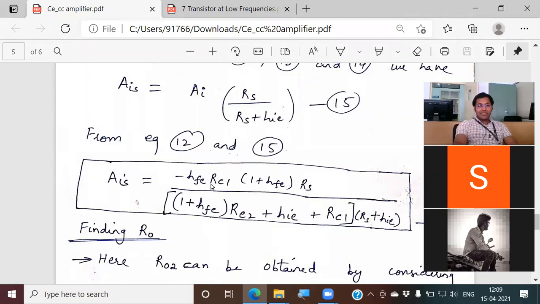So here, this 1 plus HFE is only multiplied to RE2. This is a single term, plus HIE is a single term, RC1 is a single term. This whole term is multiplied with RS plus HIE. Only less than 1 minute remaining. Anytime it may disconnect. Quickly tell the answer. If 2-3 students get the same answer, then we can accept. Fast, please.